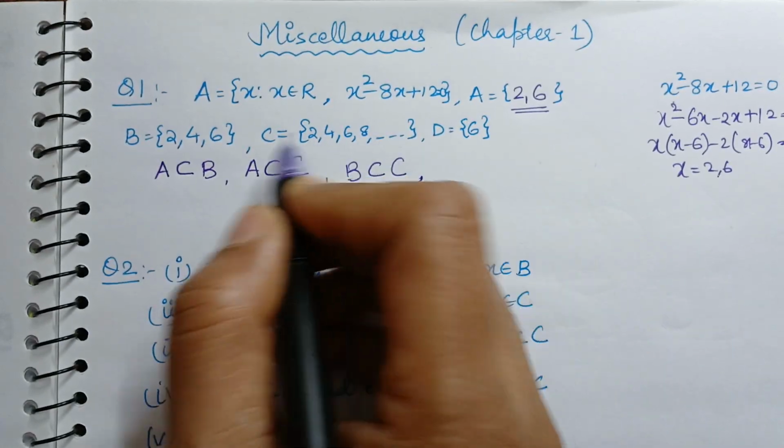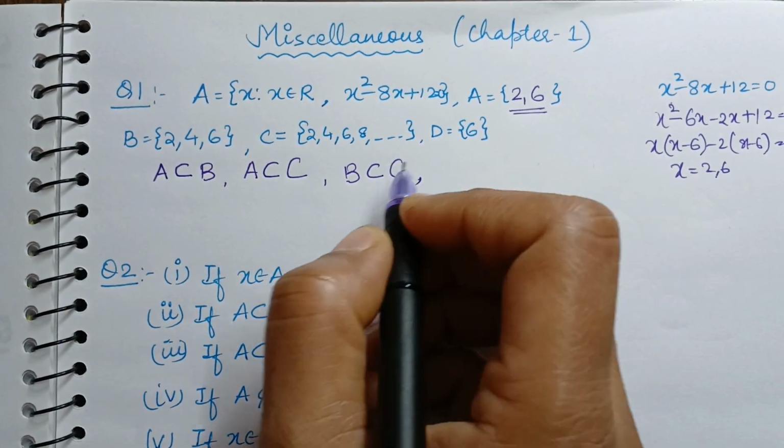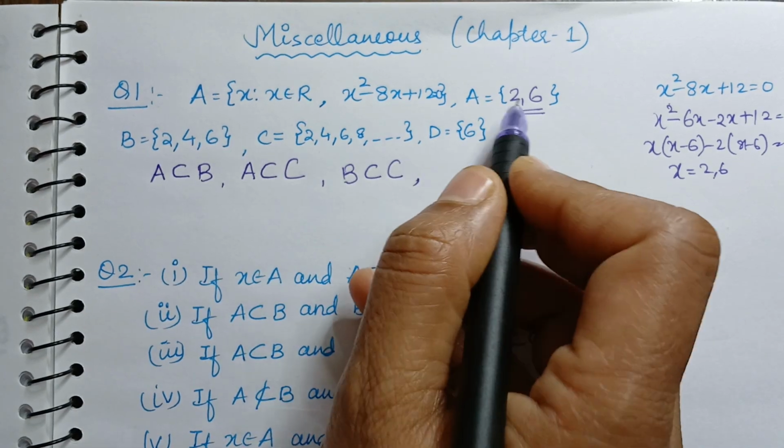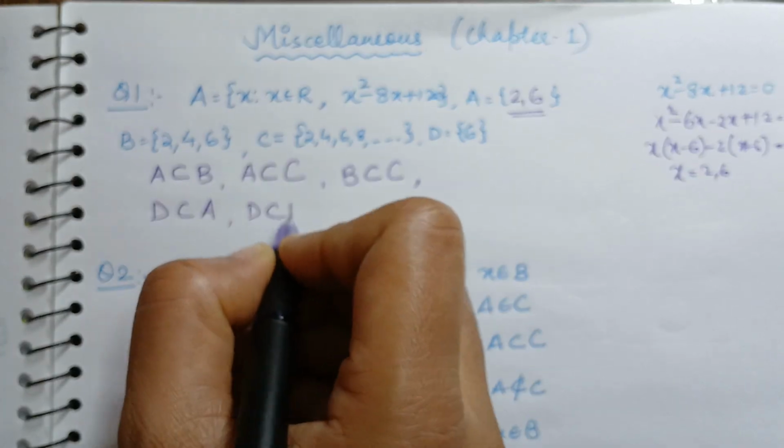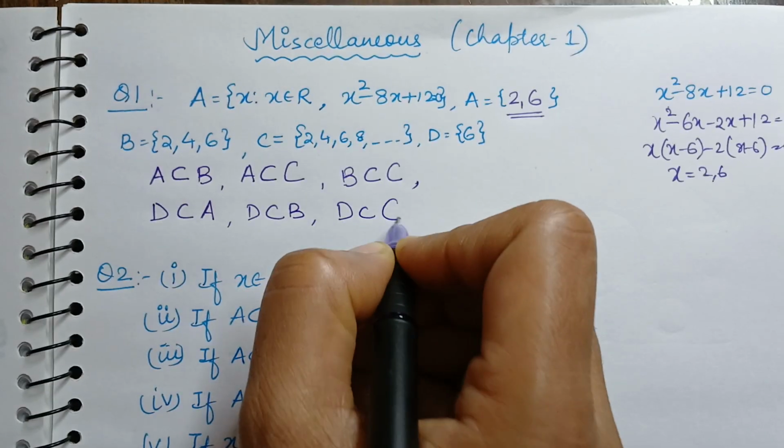Now C is the bigger set, so it is not a subset of any set, but D is a subset of all because 6 is there in all the sets. So D is a subset of A, D is a subset of B, and D is a subset of C as well.